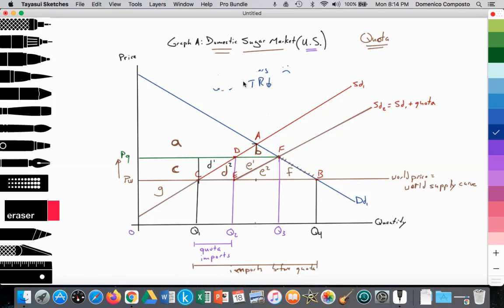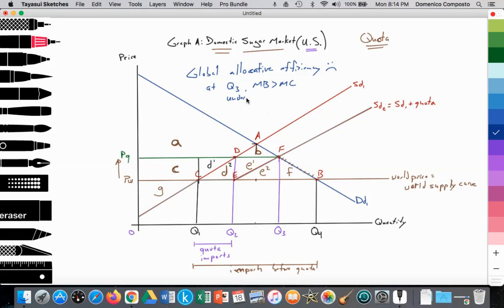Okay. How about the global allocation of resources? Global allocative efficiency is negatively impacted. Okay, global allocative efficiency is negatively impacted because we have a reduction in the quantity supplied. And we can state that at Q3, the marginal benefit is greater than the marginal cost. Thus, there's an under allocation of resources to the production and consumption of sugar.